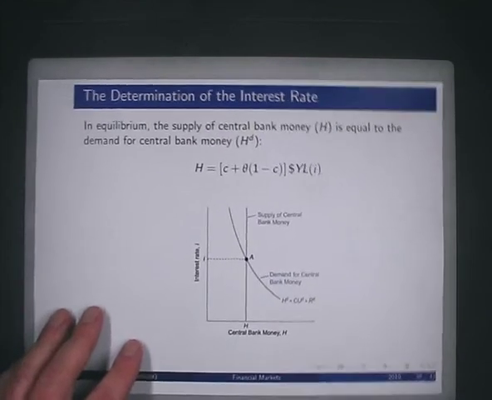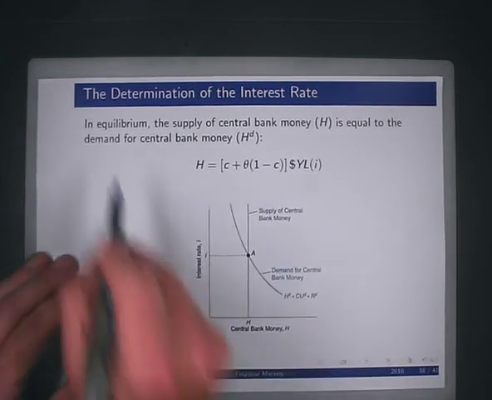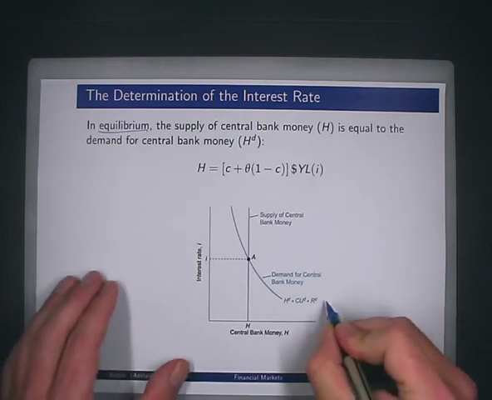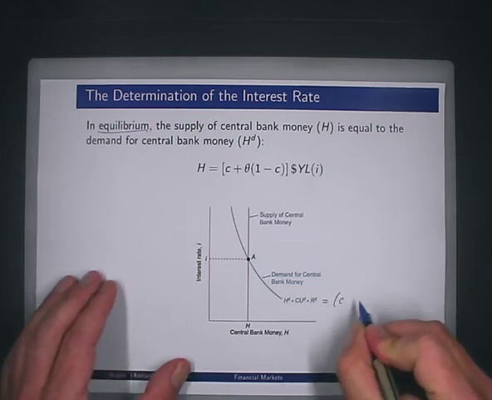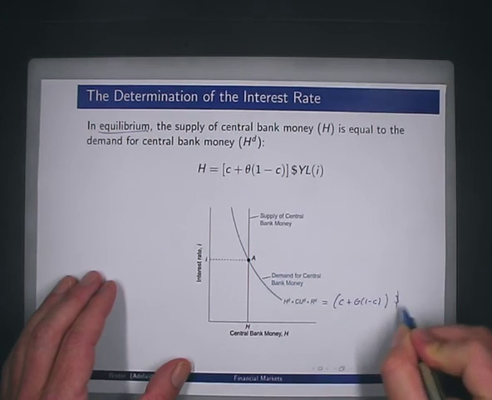Okay, so that's the demand, and there we have the supply. If the money market is in equilibrium, so if demand is equal to supply, we have a supply of central bank money and a demand for central bank money, which was this thing, c plus theta times 1 minus c.